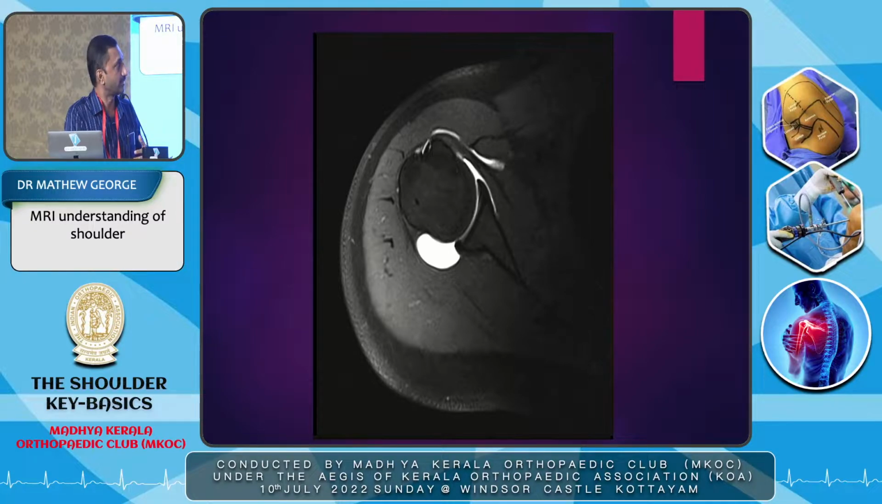Now coming more anteriorly, you see the bicipital groove. So that's your lesser tubercle and the greater tubercle, and between them you have the biceps tendon. You can see some fluid between that.